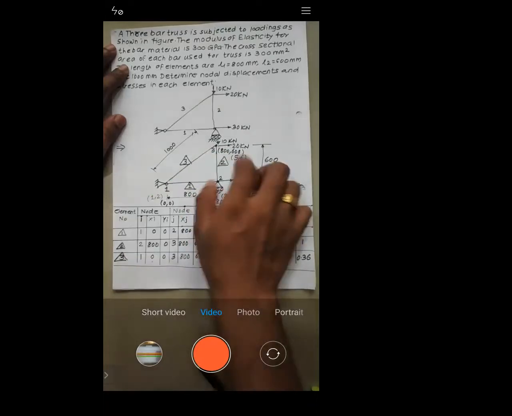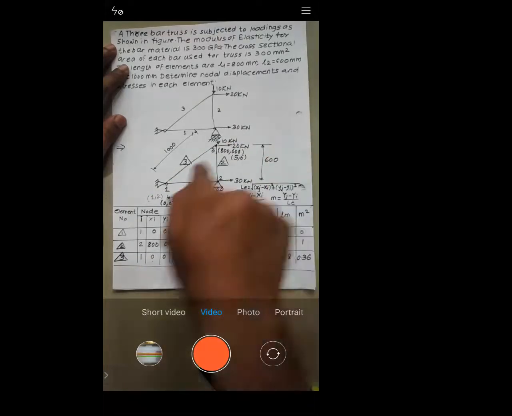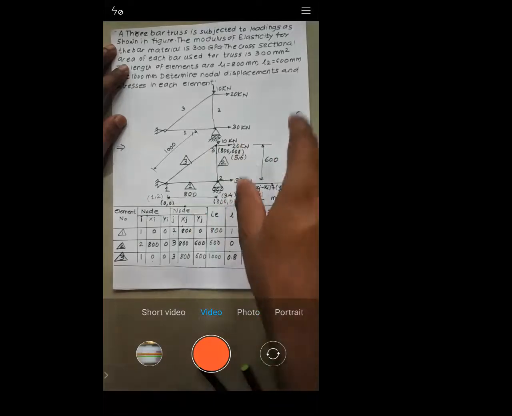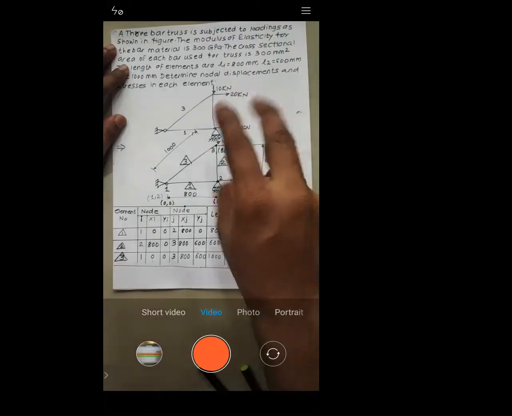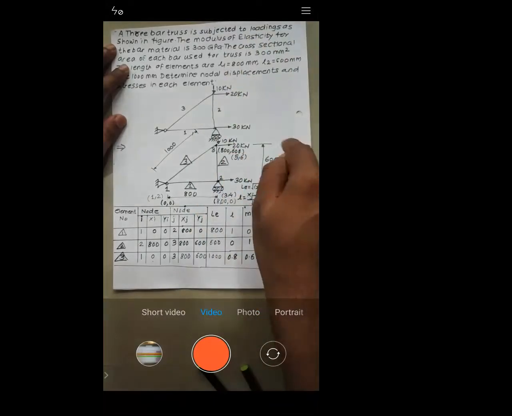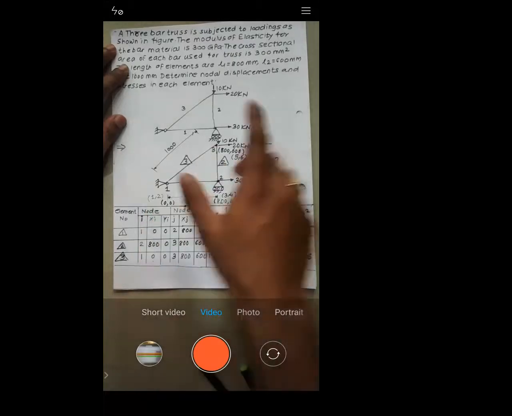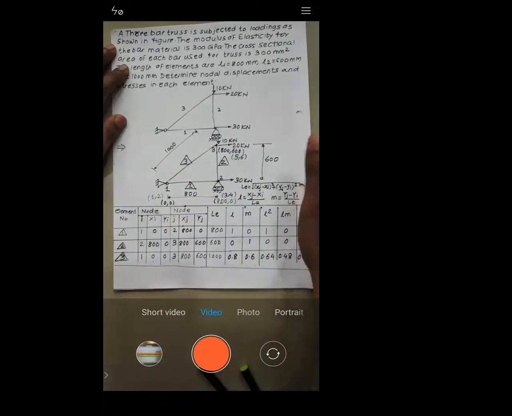So there are 6 degrees of freedom. Basically, there are 3 nodes in the problem, and each node can move in 2 directions. So 3 into 2 is 6. So the total degrees of freedom for the problem are 6. So the size of your global matrix will be 6 by 6.